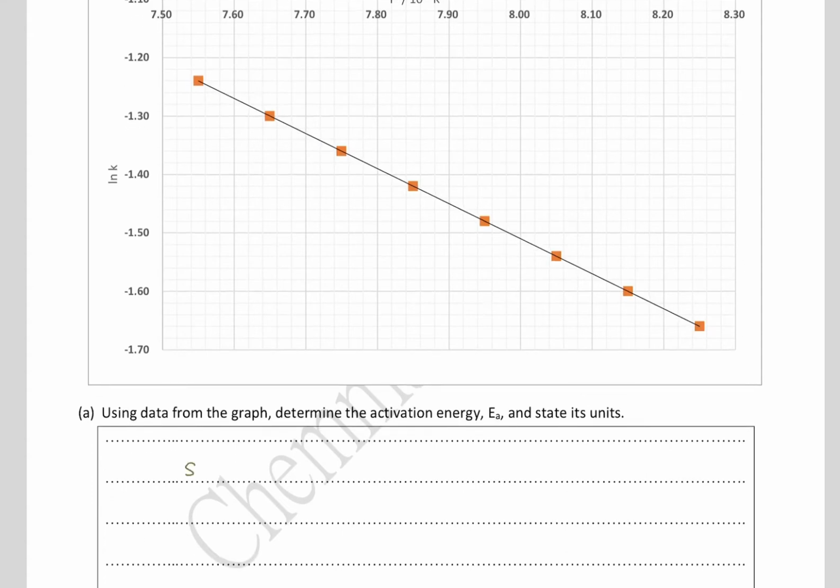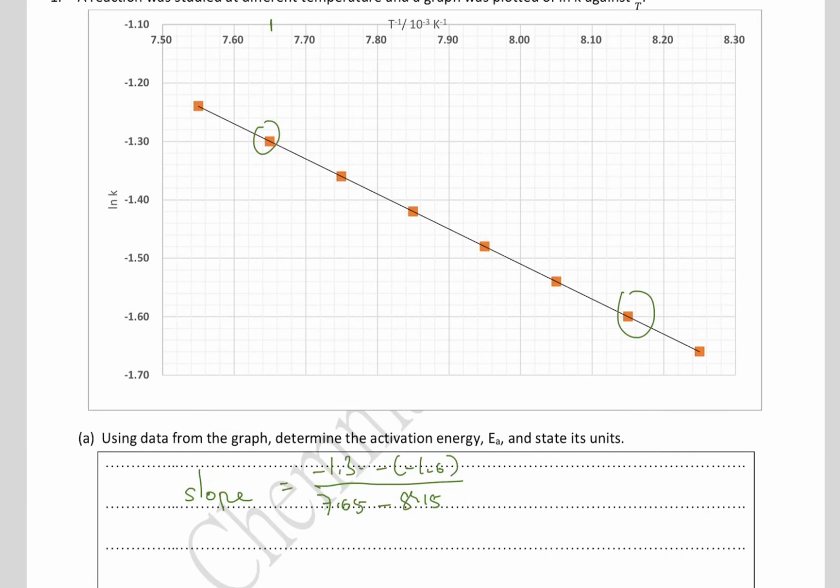So the first point is we have to identify the slope first. Then technically we can pick any coordinate on the line. So maybe I use this one and also this one. So the y-axis will be minus 1.3 minus negative 1.6. Then the x-axis here will be around 7.65 and here is 8.15. But other than 8.15 and 7.65, an important hint is here.